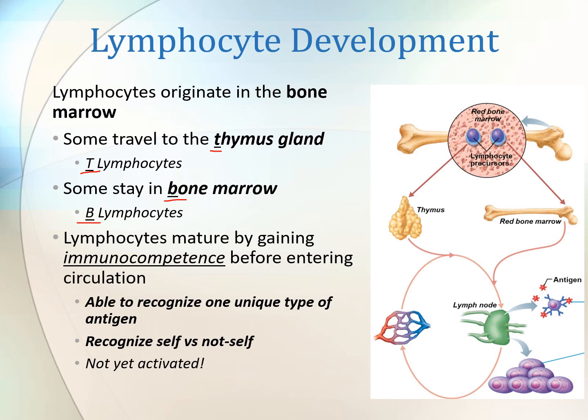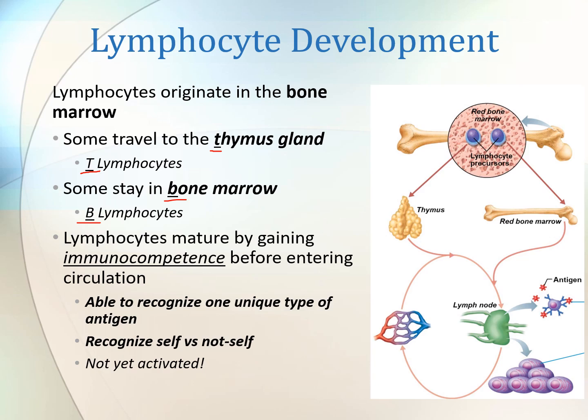And essentially what happens in the bone marrow and in the thymus is that lymphocytes mature. And what does maturing mean for a lymphocyte? It means that it's going to gain immunocompetence. So that means it's going to learn what is self versus not self, because obviously you don't want your immune system attacking your own cells in your body. So it's able to recognize a very specific antigen that we don't see in our own bodies, okay?